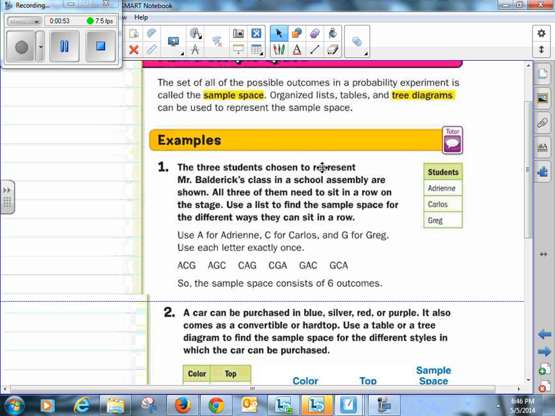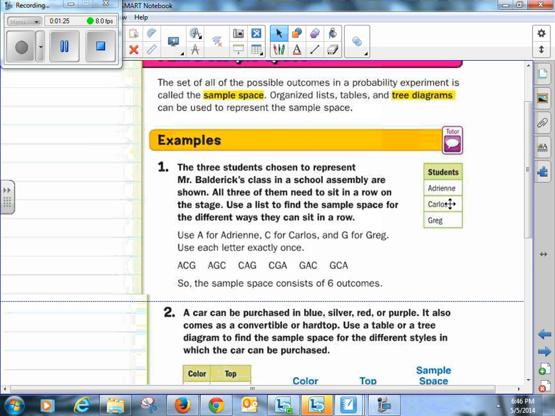3 students chosen to represent the class in the school assembly are shown. All 3 of them need to sit in a row on the stage. Use a list to find the sample space for the different ways they can sit in a row. So here we're using a sample space or an organized list. So we can do A, C, G, or A, G, C. Do you see how we started with A first and then we just switched the last 2 around?